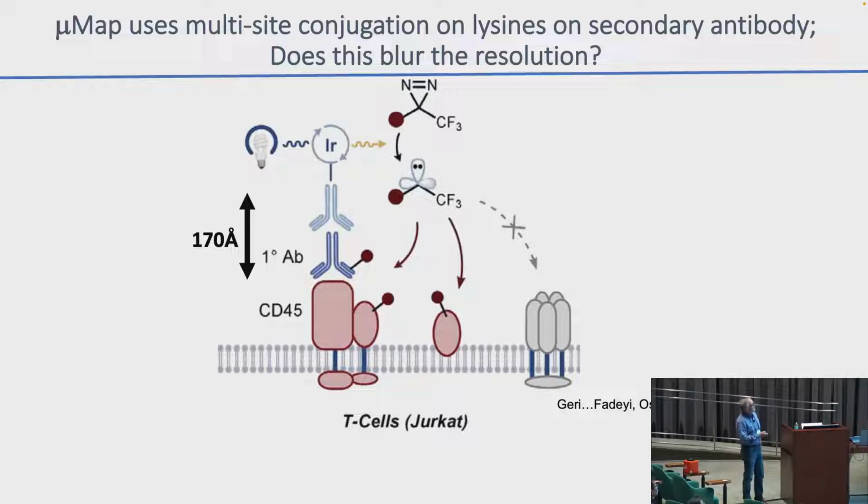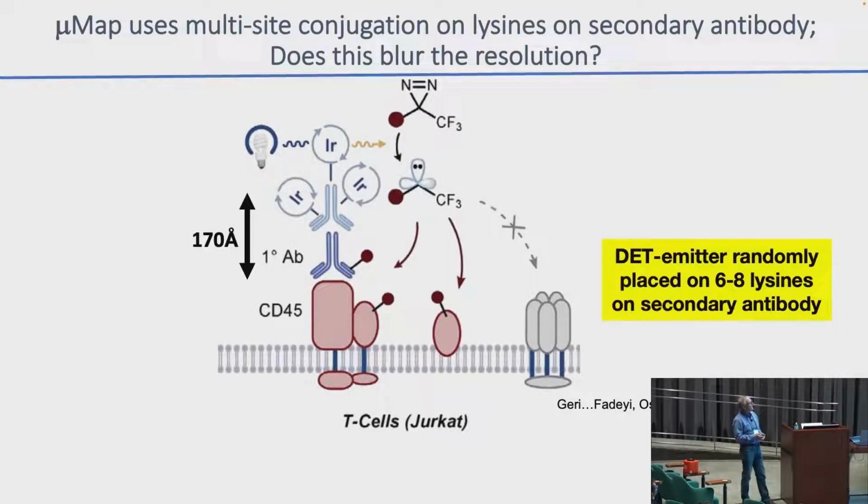Shown here, the diazirine gets converted to a carbene, and that labels the proximal proteins. But as you can see here, the labels, the emitters, are already placed 170 angstroms away from the primary target. So you lose a lot of that resolution just in the placement on a secondary antibody, though it is a democratic reagent; you can use it on a lot of different antibodies as a secondary.